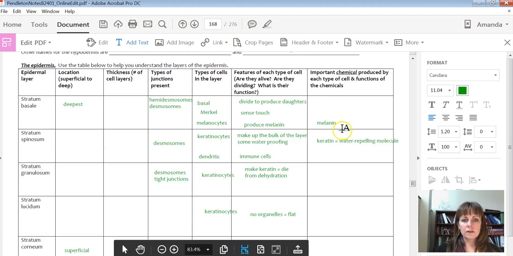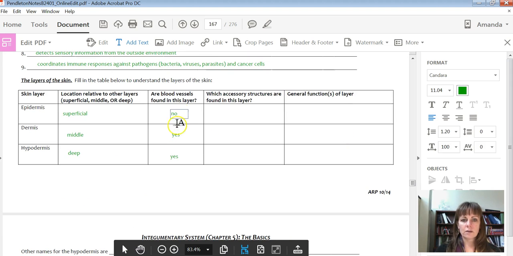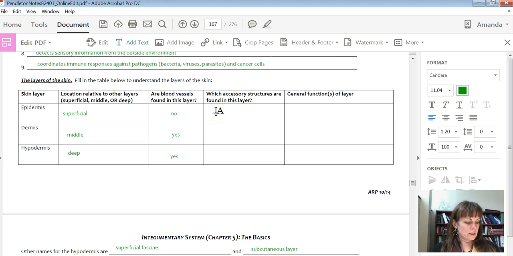Okay, and so I guess the only other thing that we'd add in here is the accessory structures that we're going to find here. Probably the biggest accessory structures, we're going to have Merkel cells, and those are going to be sensing touch.